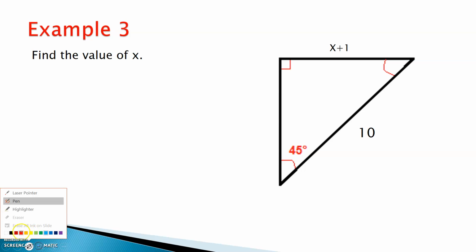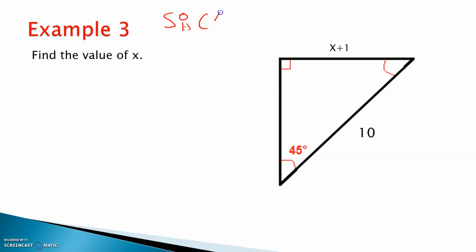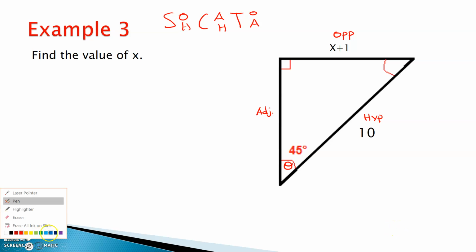All right, let me put SOHCAHTOA up there. Here we go. Now again, let's go ahead and label this as theta. Directly across is my opposite side. Across the 90 degrees, that's my hypotenuse. And of course, the last one here is going to be my adjacent. Okay, so how can I solve here for x?